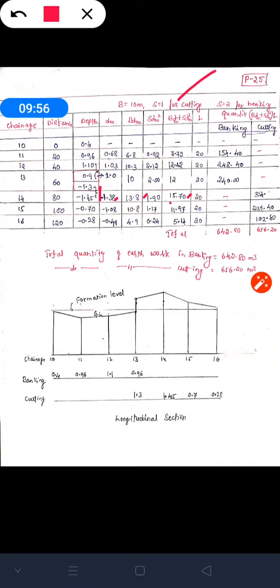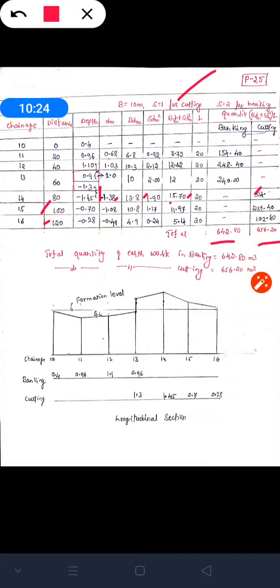Then after multiply 20 I got 1.4. Similarly, we should calculate it like this for different channels 15 and 16, and we got these values. After that, the total quantity here you can see what we got. The banking is 642.8, whereas cutting is 656.20. So next we need to draw, as I mentioned, the longitudinal section.